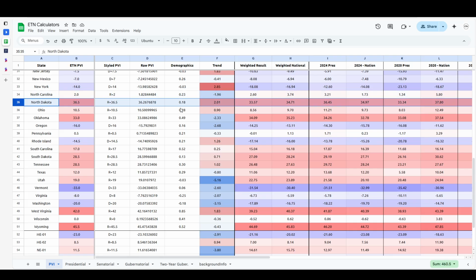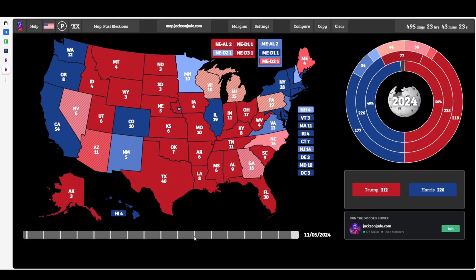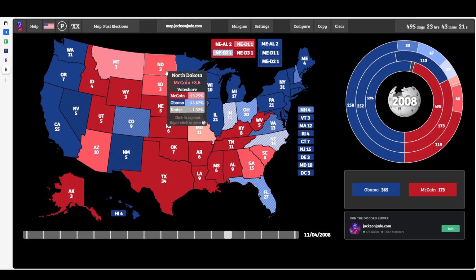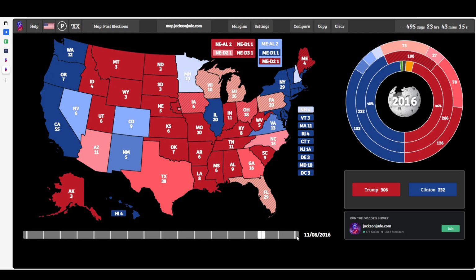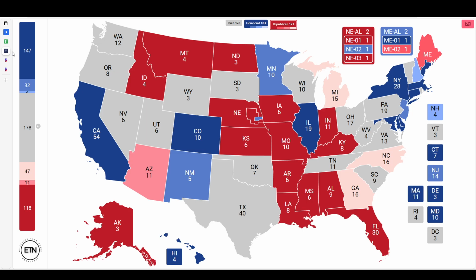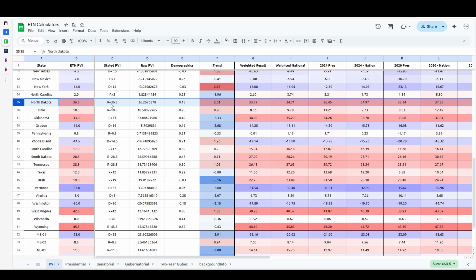North Dakota. Now, this is a rough state for the Democrats, to say the least. It was within 10 in 2008, which is insane. McCain only won it by 8.5. But then, just like that, Romney won it by 20. Trump won it by 37 or 36. So it very, very quickly flew right out of the reach of the Democrats.